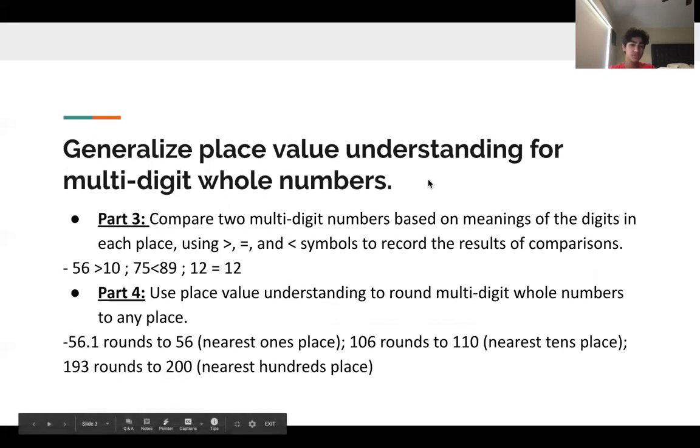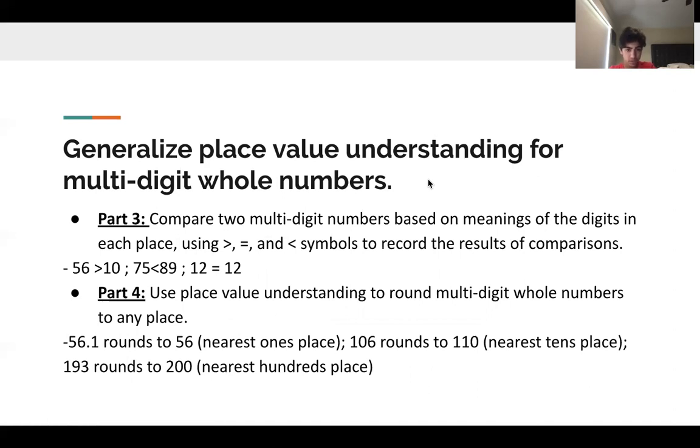Now, the third part says you have to understand how to compare two multi-digit numbers based on the meanings of the digits in each place. You can use a greater than sign, an equal to sign, and a less than sign to record the results. If we're comparing 56 and 10, we know that 56 is greater than 10. So the sign is eating up the 56, because it's bigger. 75 is less than 89, so we put the less than sign, so it's eating up the bigger one, 89. So 75 is less than 89.